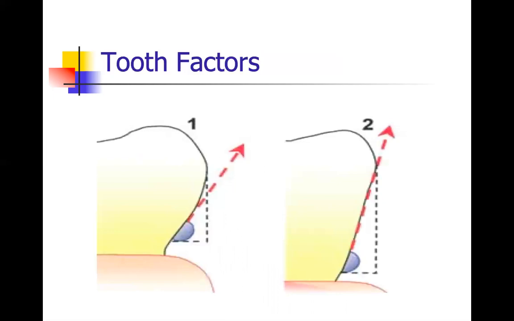This is the angle of cervical convergence. The amount of retention depends upon the size of the angle of cervical convergence and how far the clasp terminal is placed into the cervical convergence.